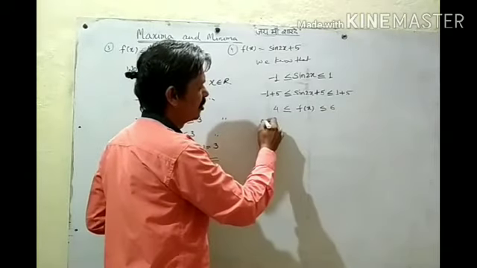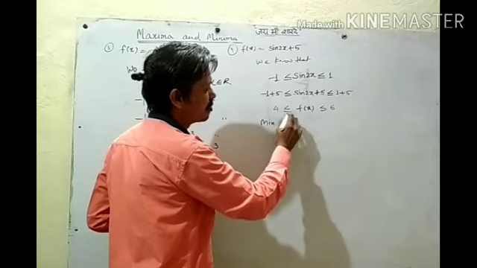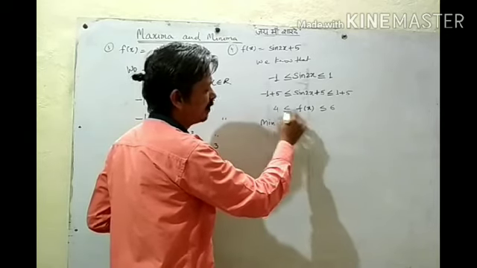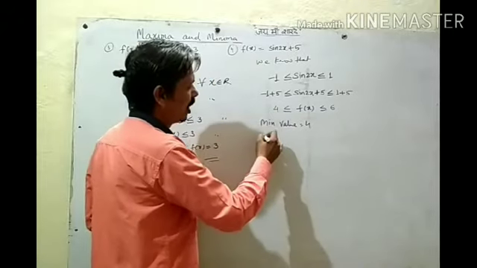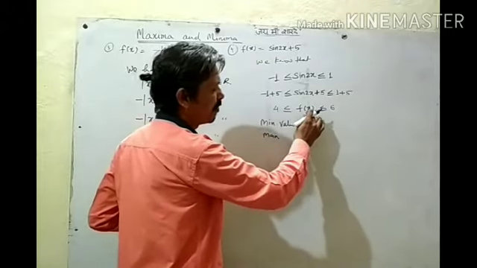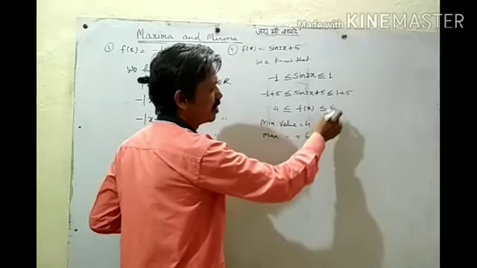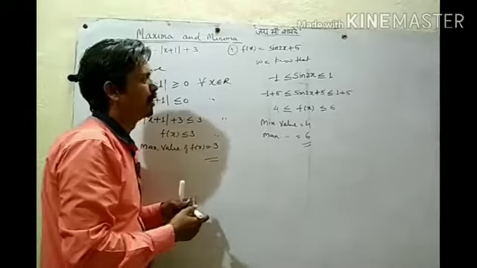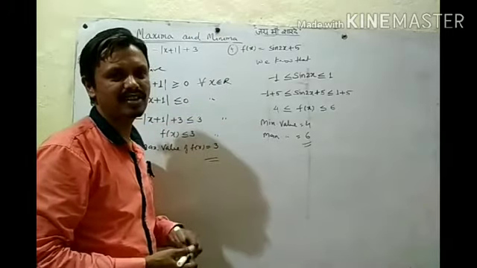It means f of x is more than f of c. So your minimum value is f of c, meaning 4, and f of c is more than f of x. Then the maximum value is f of c, meaning 6. So this is the minimum value, and this is the maximum value. Minimum value is 4, maximum value is 6.